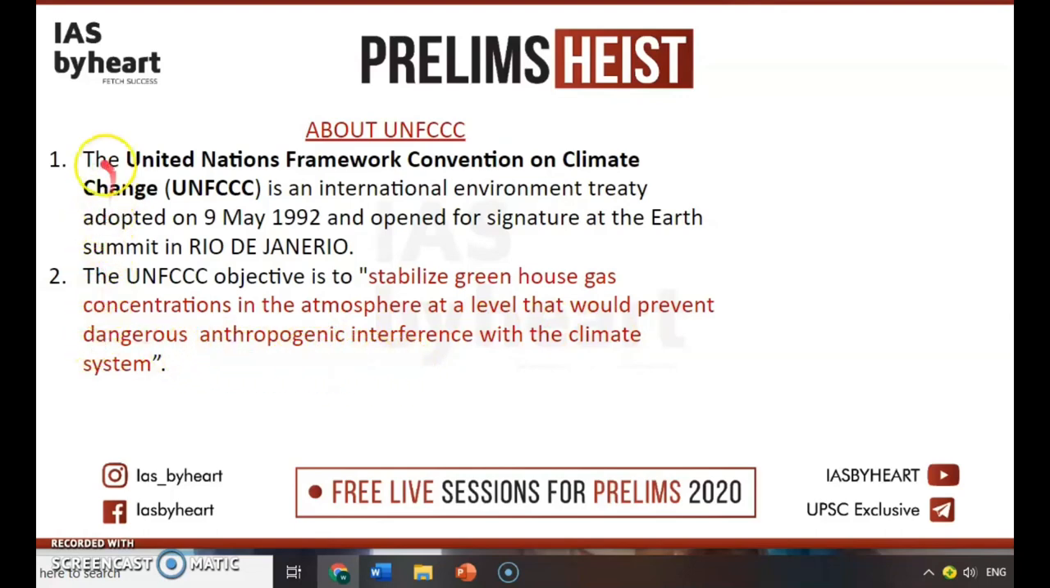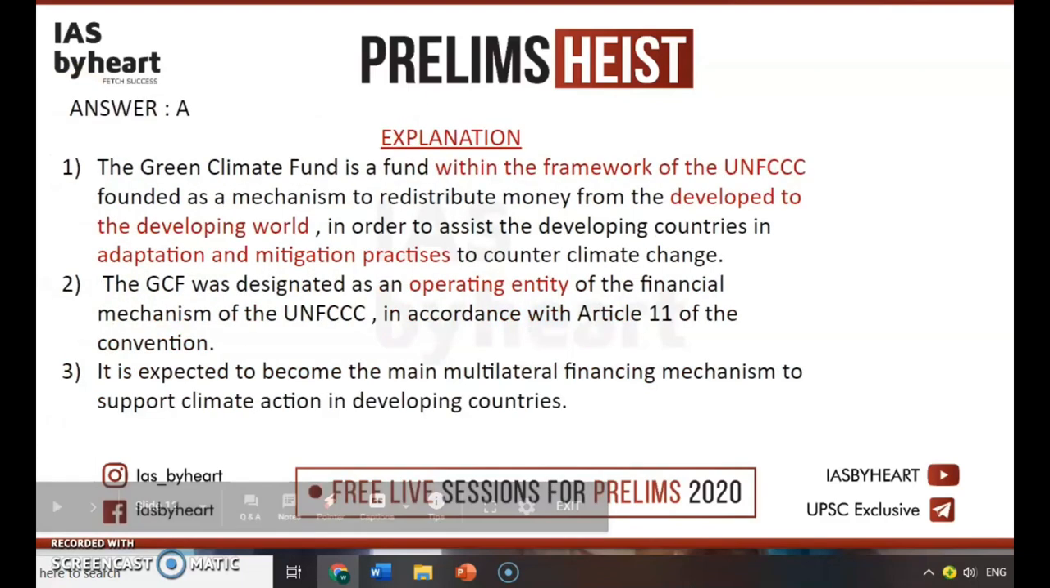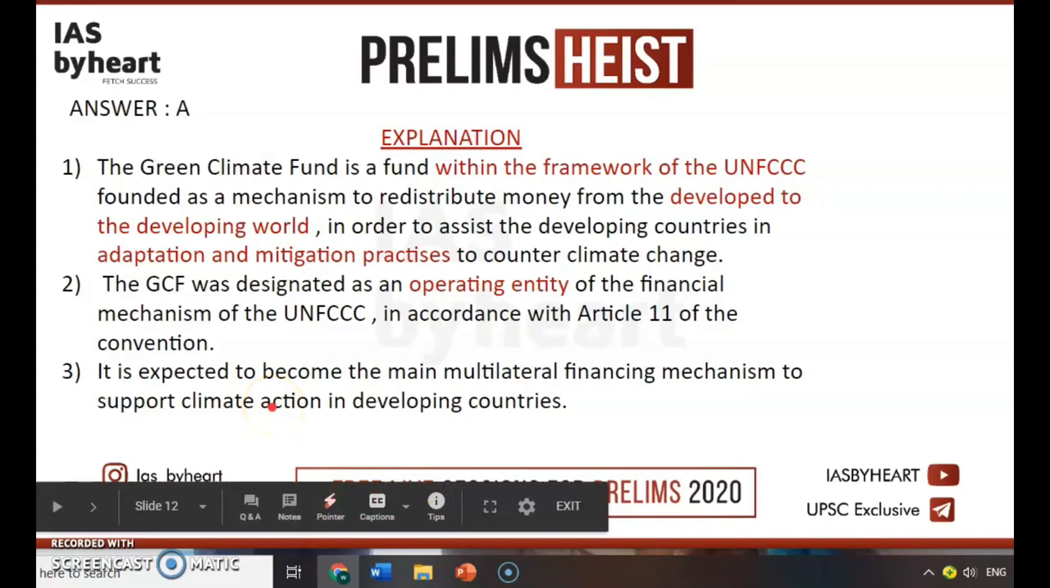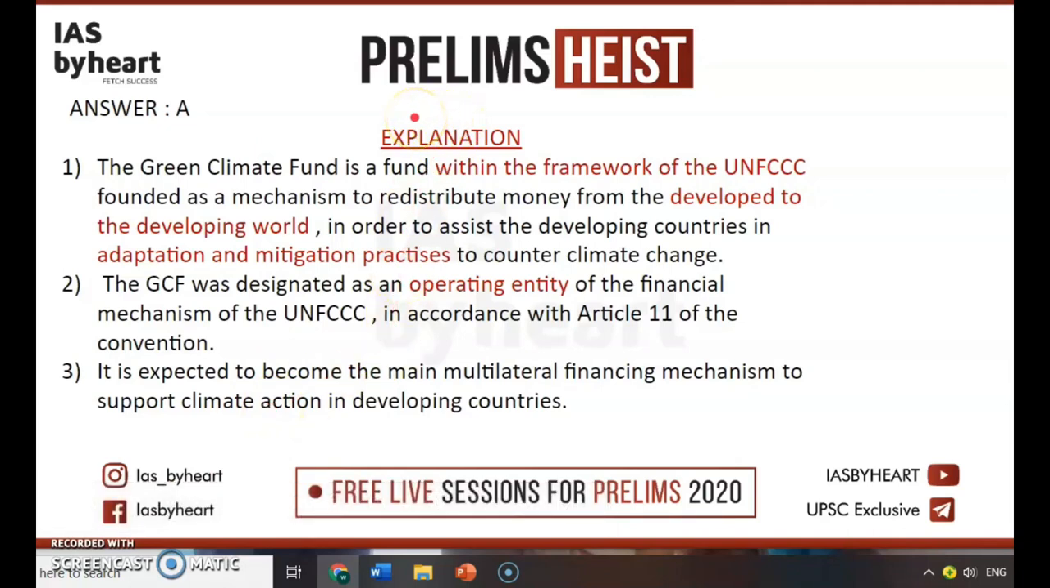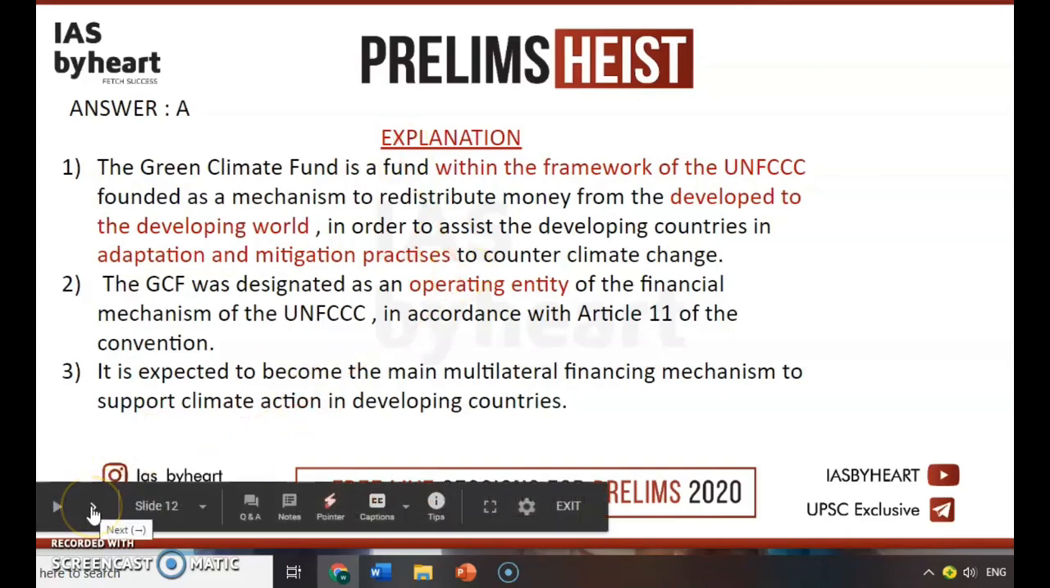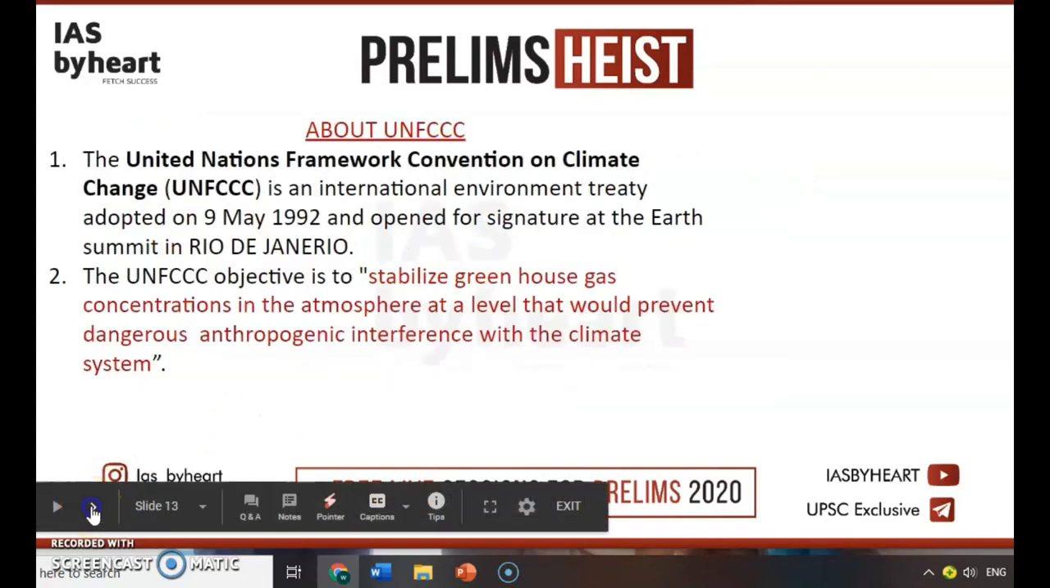Moreover, this GCF, our Green Climate Fund, is intended to be the centerpiece of efforts to raise climate finance of $100 billion a year by 2020. And moreover, this fund will promote the paradigm shift towards low emission and climate resilient development pathways by providing support to developing countries. So this is about our GCF.